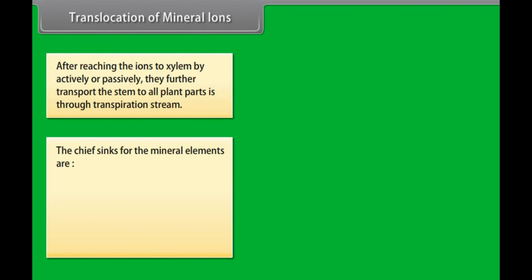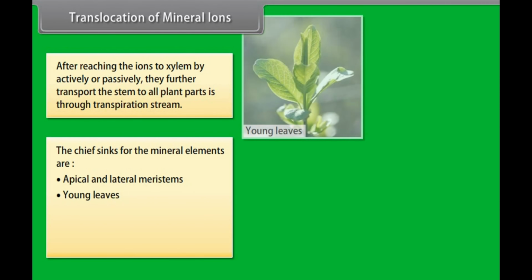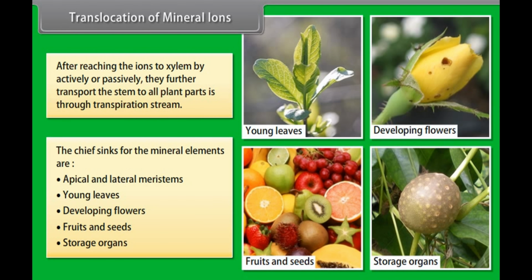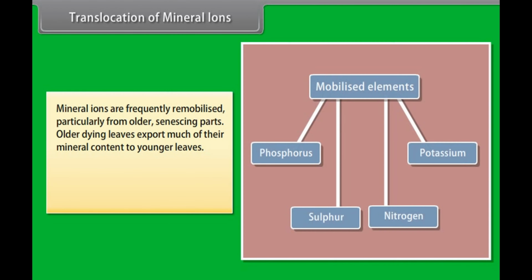The chief sinks for the mineral elements are the growing regions of the plant, such as the apical and lateral meristems, young leaves, developing flowers, fruits and seeds, and the storage organs. Mineral ions are frequently remobilized, particularly from older, senescing parts. Older dying leaves export much of their mineral content to younger leaves.